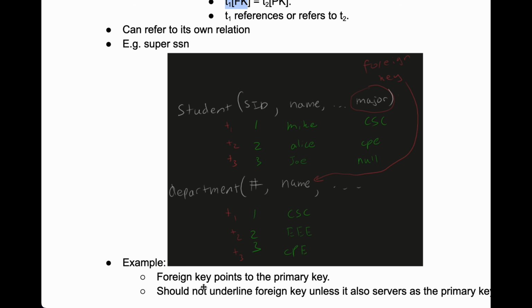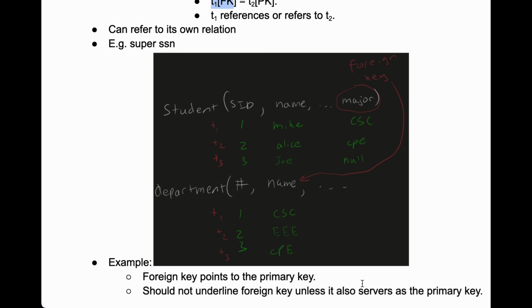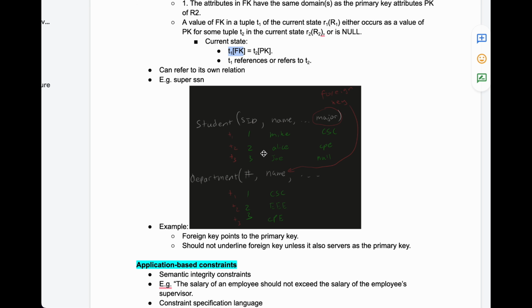We again don't want to underline foreign keys unless one also serves as a primary key. So if we had something like social security number related to a different attribute key, then we would underline that if it was a primary key, but the major is not a primary key, the student ID would be. And so we have all these examples, and that's how we would look at our foreign key.